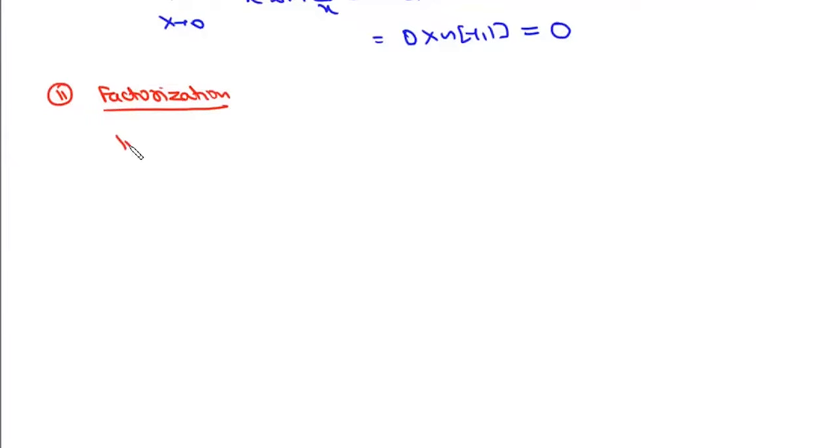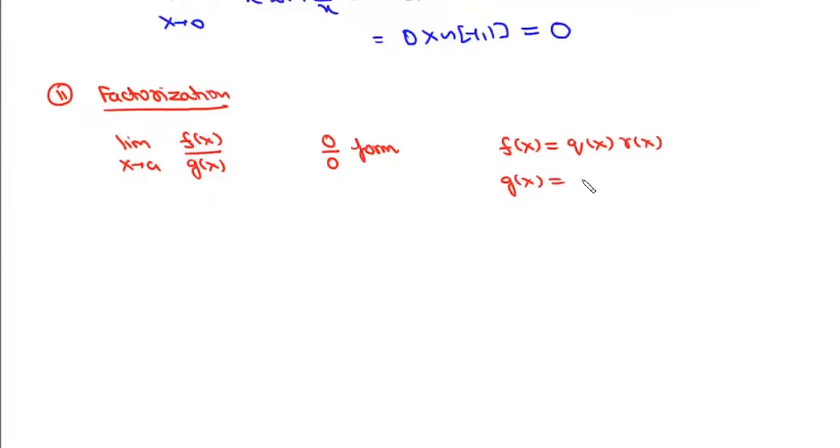Now in such problems, we'll have this limit x tends to a of f(x) upon g(x), and more often than not, it will be of the form 0 upon 0, which is an indeterminate form. Now this f(x) can be expressed as some q(x) into r(x), and this g(x) can be expressed as q(x) into h(x), where q(a) is equal to 0.